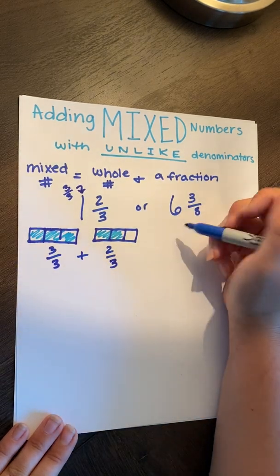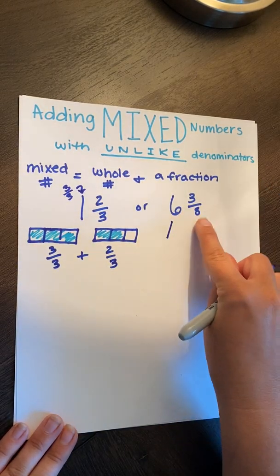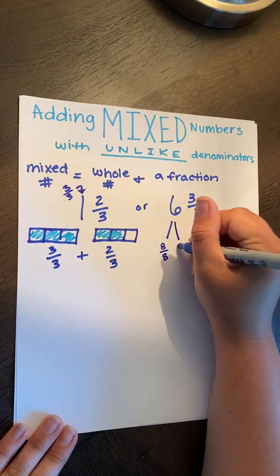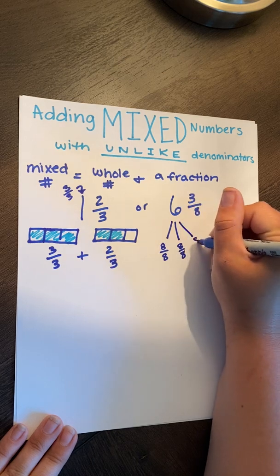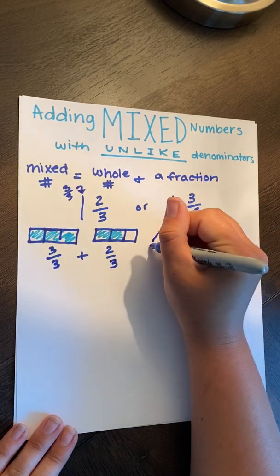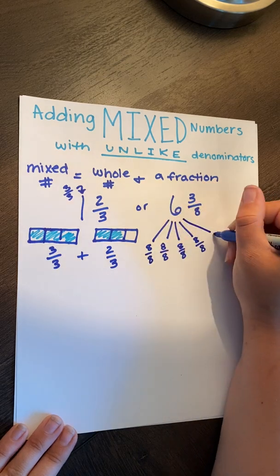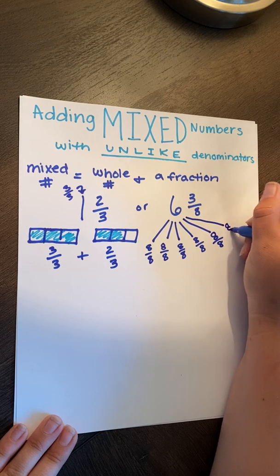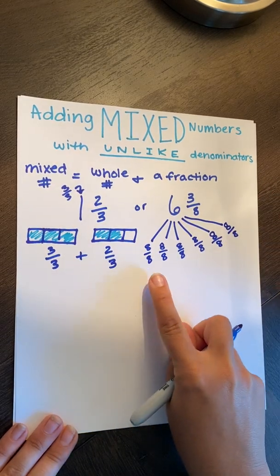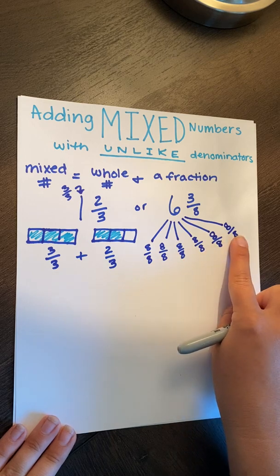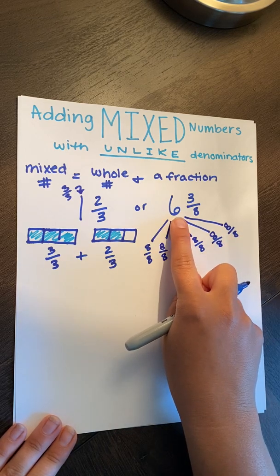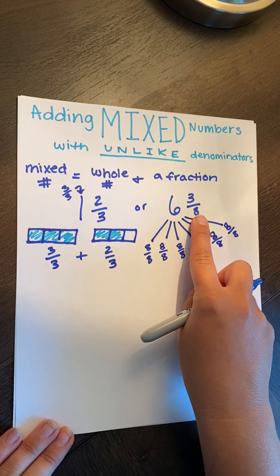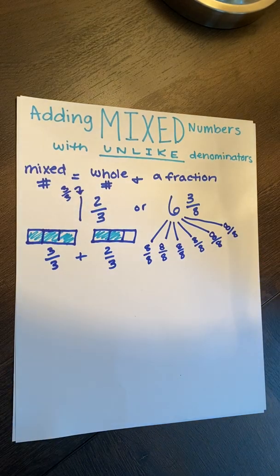Just like over here, this 6 wholes is made up of, if our denominator over here is 8, that's 1 8/8, 2 8/8, 3 8/8, 4 8/8, 5 8/8, and 6 8/8. 1 2 3 4 5 6, 6 wholes. Like we've said before, our denominator represents how many pieces make up a whole. So that's where that comes into play.